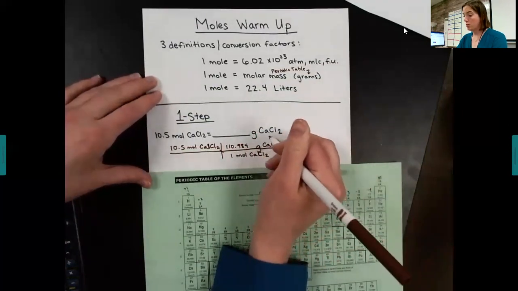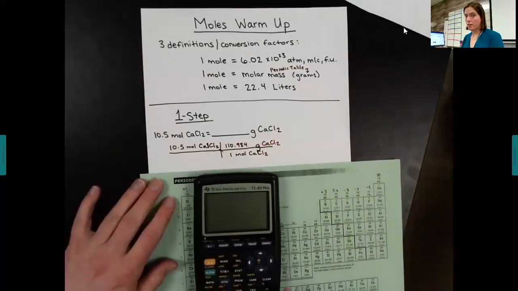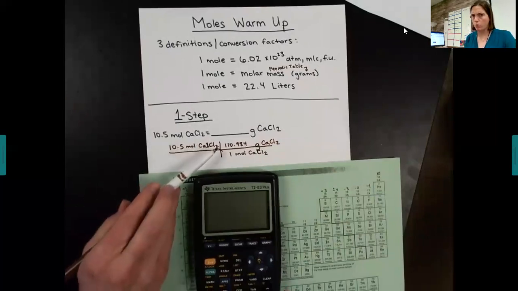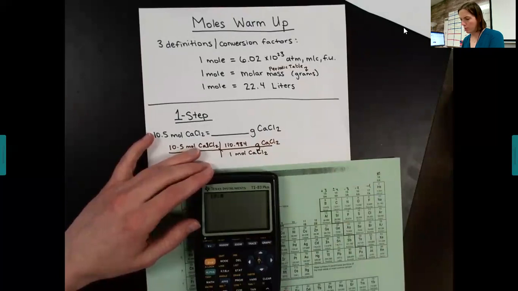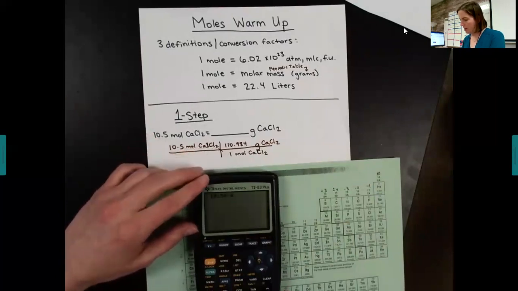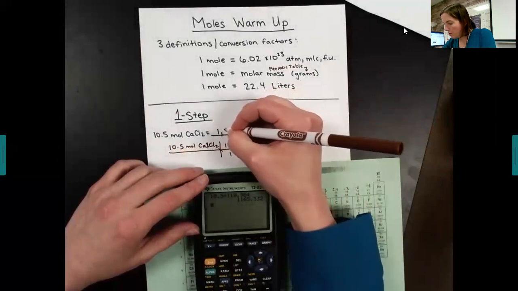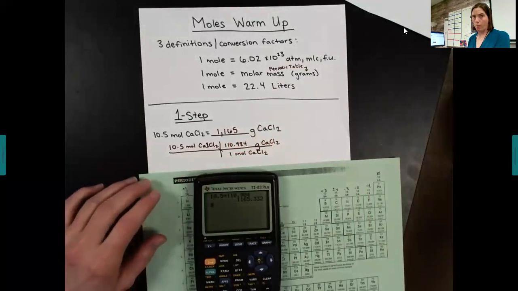Okay, now my answer is in grams. That's what I'm looking for. So now we can plug this into the calculator. Now, if this number's on top, are we multiplying or dividing? Yeah, multiply. Okay, so use your handy dandy calculator, 10.5 times 110.984, right? So I'm going to round this to a whole number. It's going to be 1,165 grams of calcium chloride.